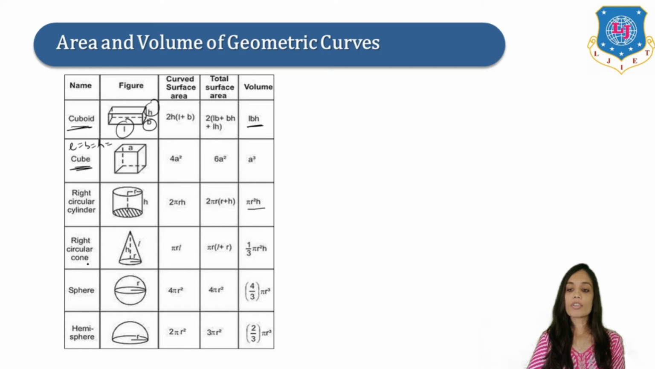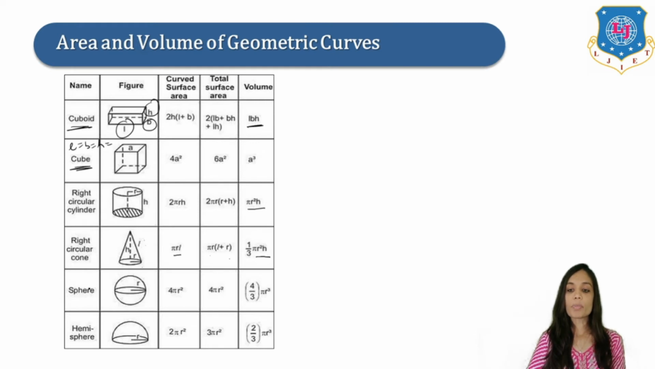Now for a right circular cone, if you are given length, height and radius, that is L, H and R, then the curved surface area is given by pi r L, total surface area is given by pi r into L plus r, and the volume of cone is given by 1 upon 3 pi r square h.